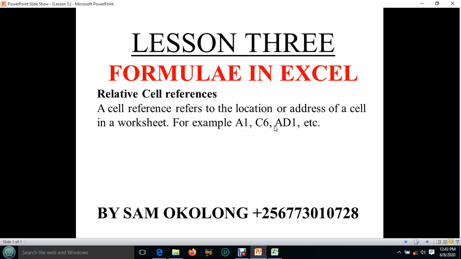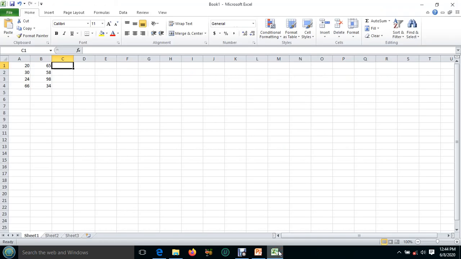And in most cases, when we are dealing with formulas and functions, we deal with cell addresses or the location. We don't deal with the exact values or figures. So, for example, A1 is a cell address, C6 is a cell address, AD1 is a cell address. You can look at this example here, where the cell address where 20 is, is called A1.